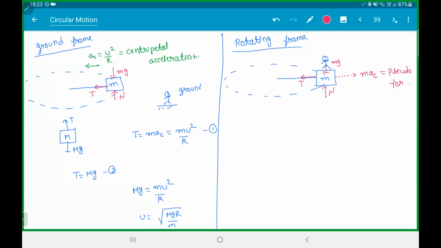And what about the acceleration? He will say the acceleration is how much? 0. He will say the block never moves. If you're standing on the block, what will you think? The block has never moved, right? The block acceleration is always 0. So this person will write the equation as tension minus the pseudo force is mass into acceleration, which turns out to be 0. So he will write T minus m a_c is 0. T is equal to m into a_c, which is u square by R. The equation will come out the same.